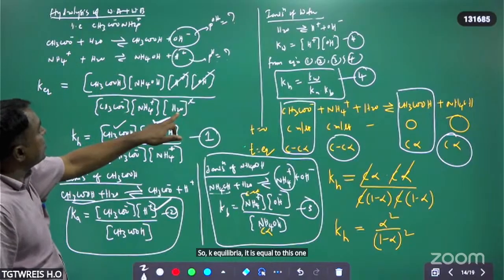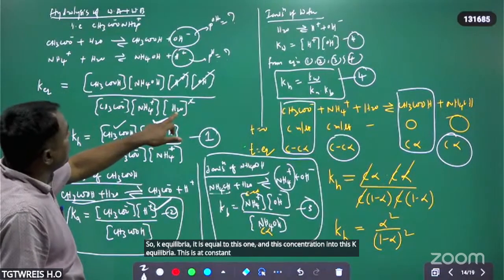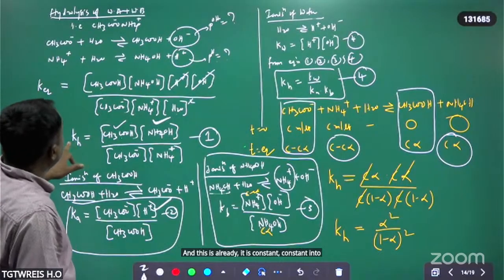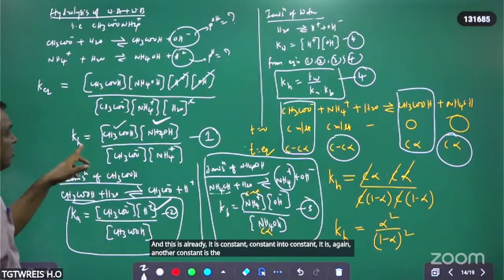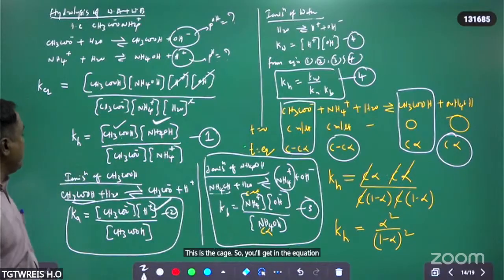And this concentration into this K equilibrium. This is at constant temperature, and this is already constant. Constant into constant is again another constant. It is the salt hydrolysis constant. This is the Kh. So you will get this in equation number 1 in this case.